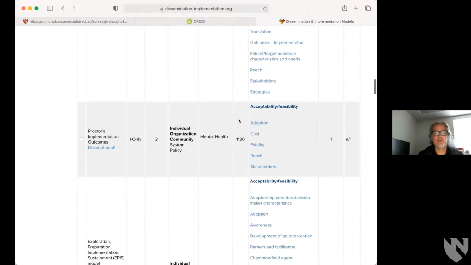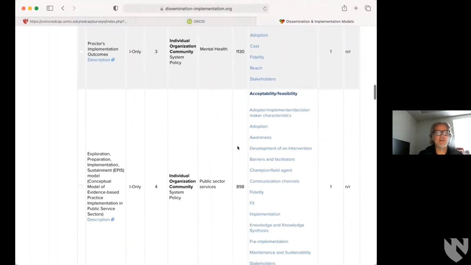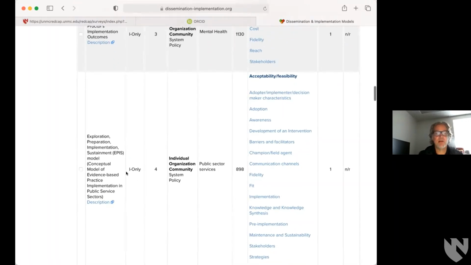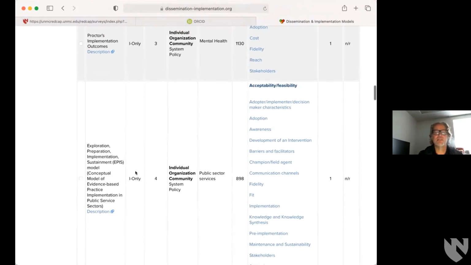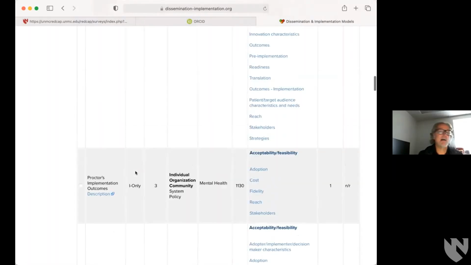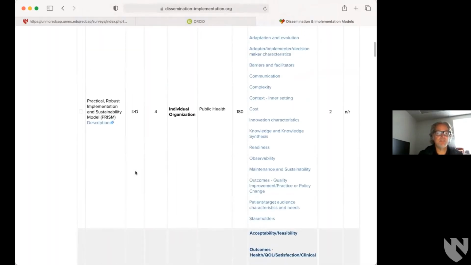Then we have Proctor's implementation outcomes, which are just outcomes and don't have the explanatory theory. So that one I would rule out. So there are some ways that you could go through this. EPIS is a really good model, highly cited. It's been around for a while, but it's implementation only, doesn't include dissemination. And so you might not want that. So the idea is that even though there's 20, I bet you could go through and identify one relatively quickly, just using some of those.